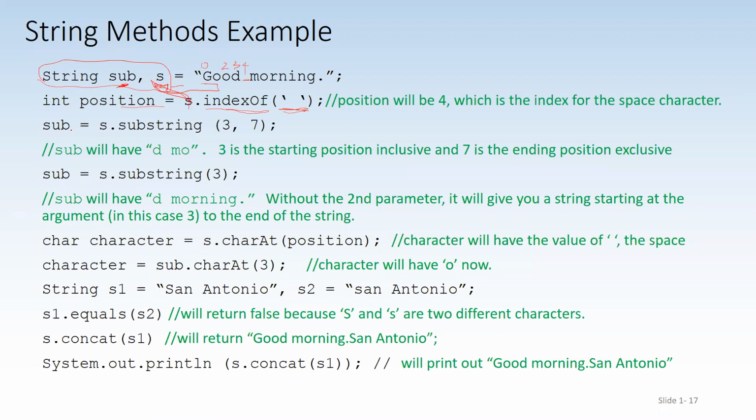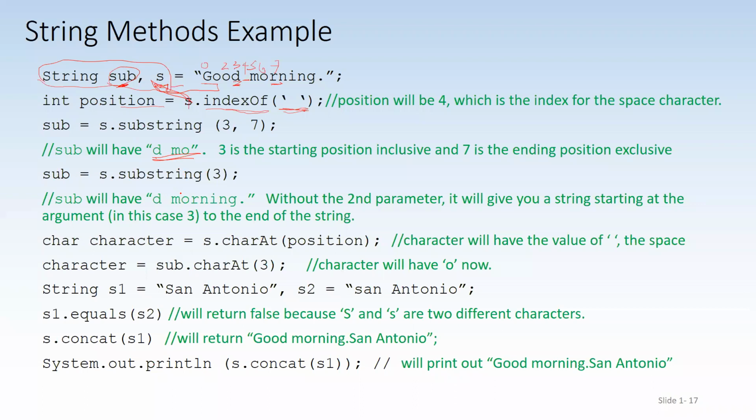Okay. And then sub is a string reference variable we declared, but not initialized yet. Now we are putting this substring into it. So, substring from 3 to 7. Let's see, 3 is D, right? 4, and then 5, 6, 7. 7 is R, but it's excluded, remember. So we will have D, space, M, O, okay? And that would be the substring.